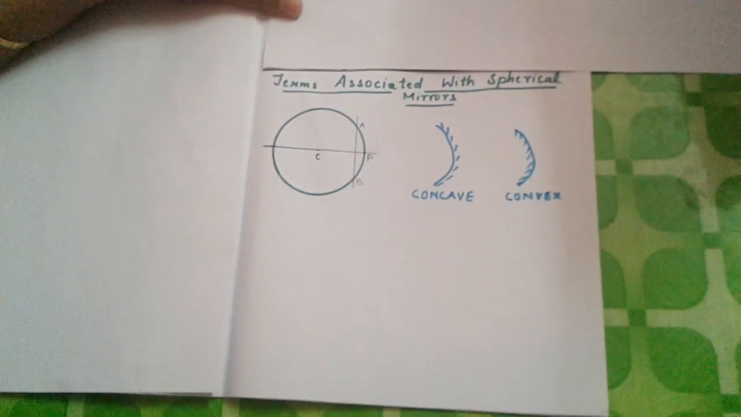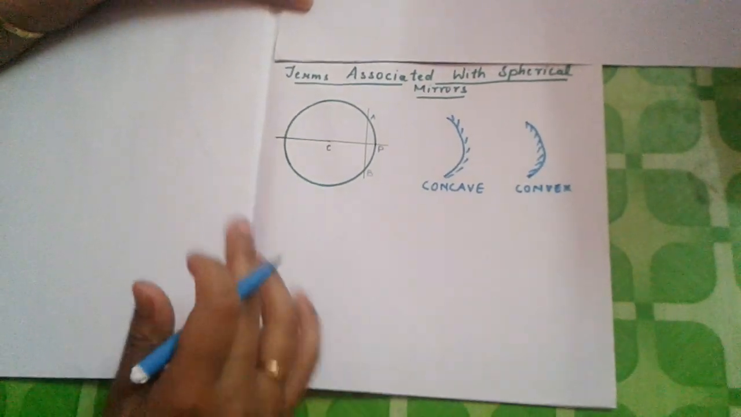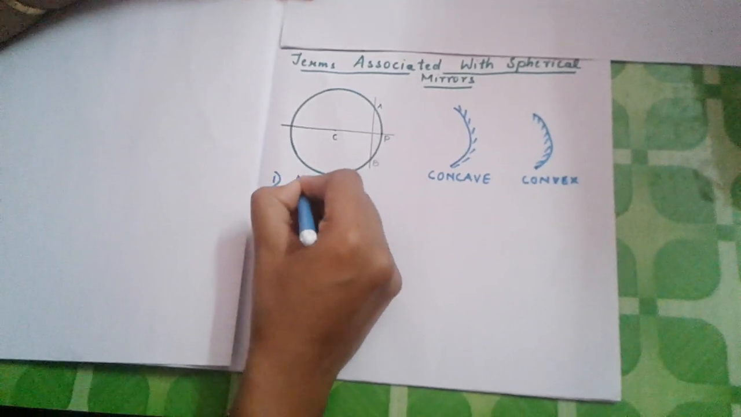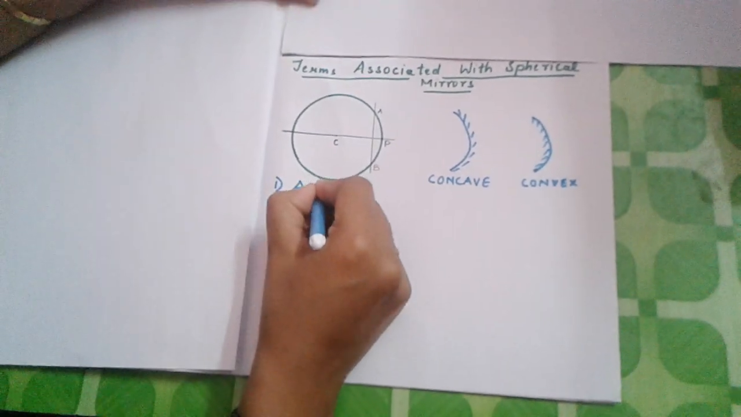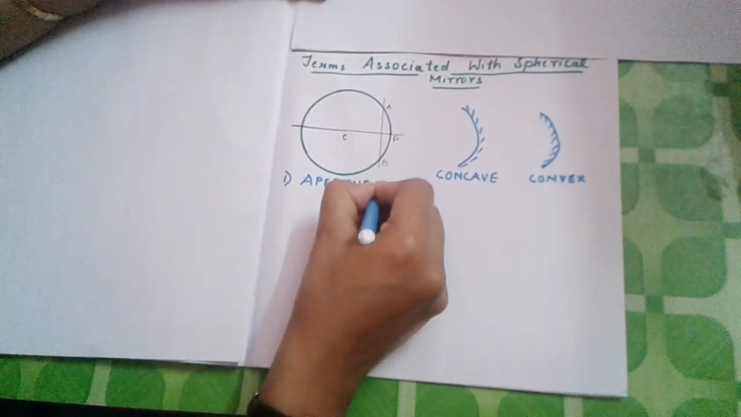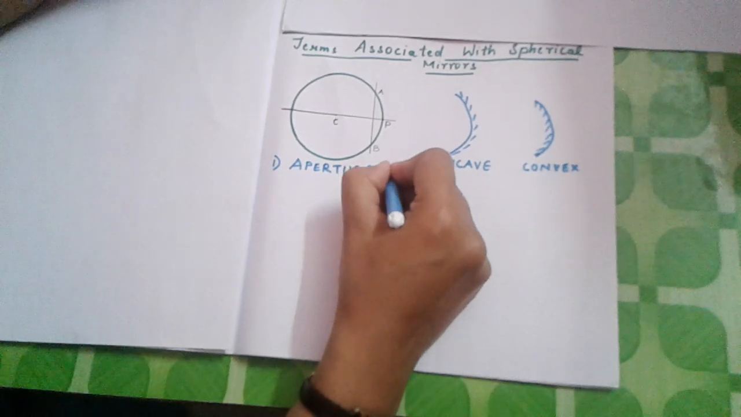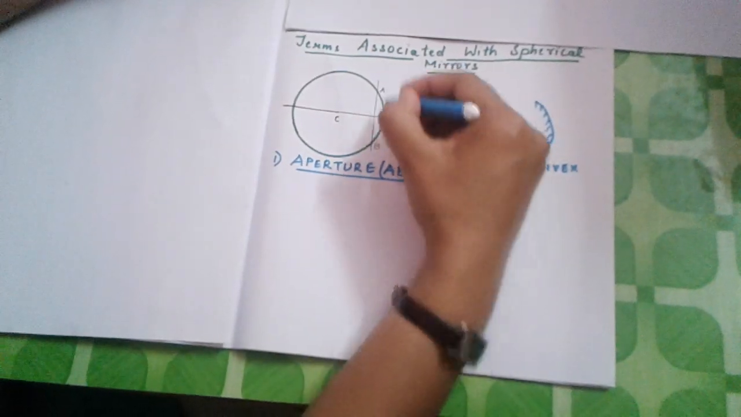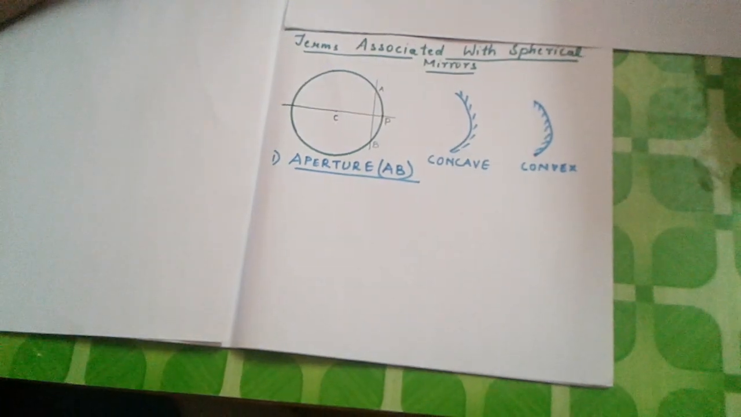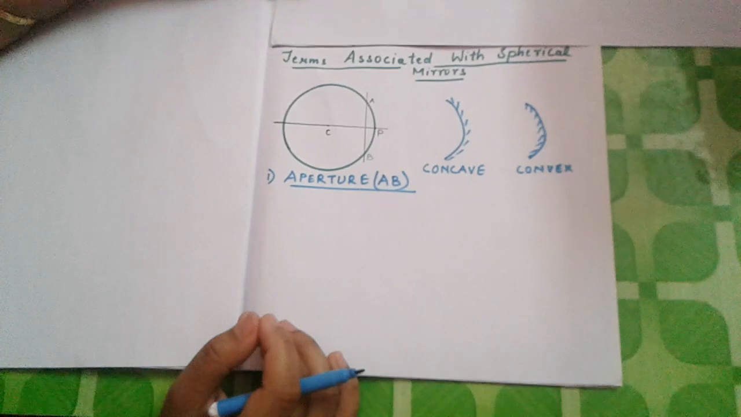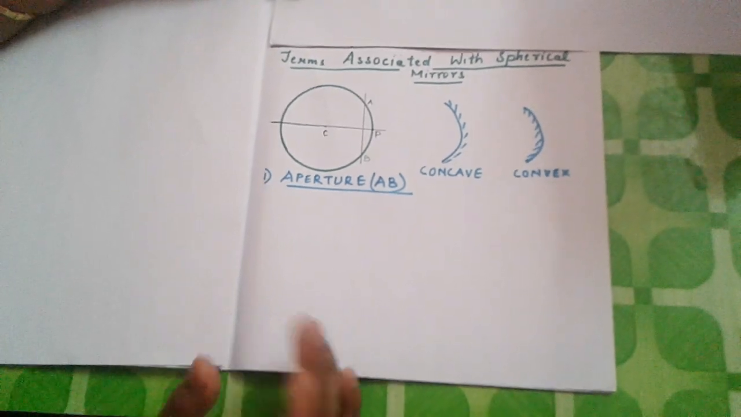Is this clear? Now we start with the first term associated with this, that is aperture. In this figure, you can see the line AB, point A and point B. This line is known as aperture. Aperture is actually telling us about the size of the mirror.